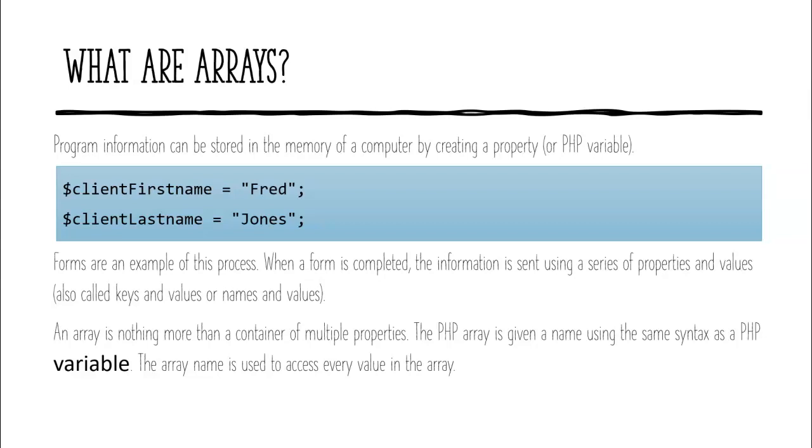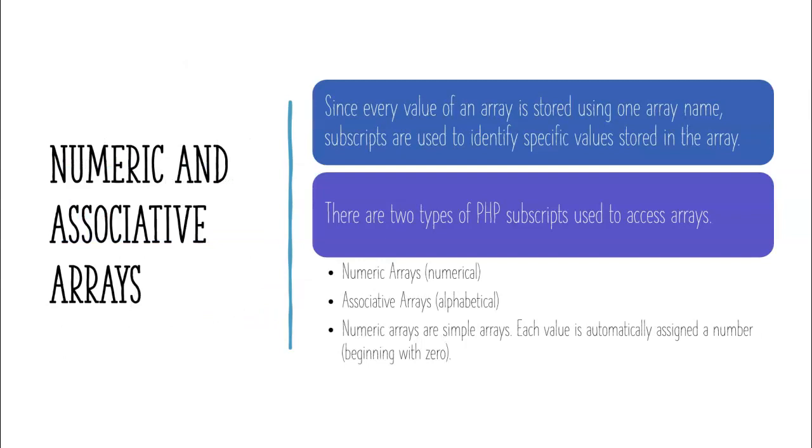An array is nothing more than a container of multiple properties. The PHP array is given a name using the same syntax as a PHP variable. The array name is used to access every value in the array. Since every value of an array is stored using one array name, subscripts are used to identify specific values stored within the array. There are two types of PHP subscripts used to access arrays: numeric or associative.